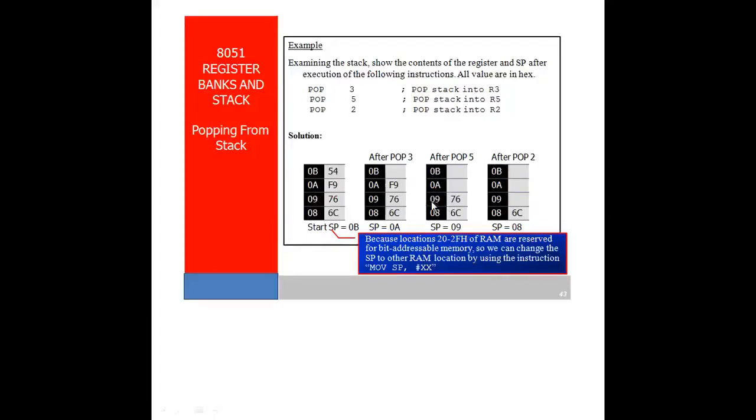Now the stack will be indicating the next point, 09, and after execution of this pop instruction again, the value stored inside location 09, that is 76, will be loaded inside R2. Now the stack pointer will be decremented by 1, and finally the stack pointer will be 08. So after pop 3, pop 5, pop 2, finally the stack pointer is equal to 08.